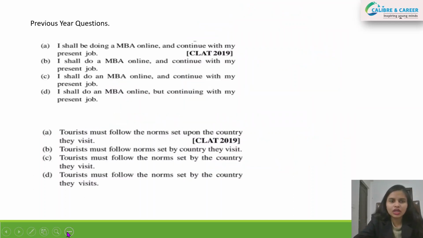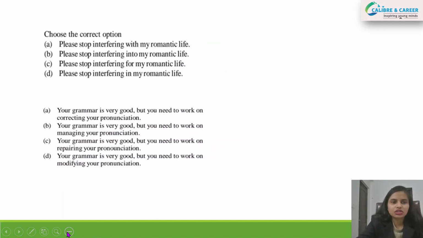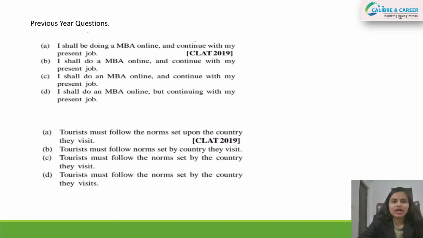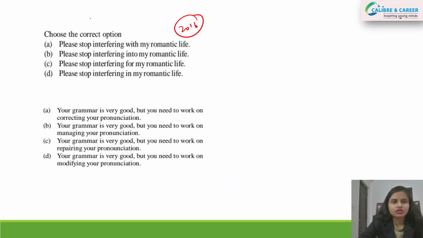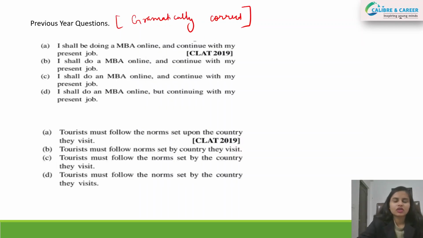Alright, now let's move to the previous year questions that were asked in your CLAT. These are the questions that were also asked in CLAT. They were from 2016. So let's see. Number one, you have to find the grammatically correct sentence. And here also the same thing. So take 2 or 3 minutes, because these are not that tough, you can easily identify. I hope you must have attempted the questions.